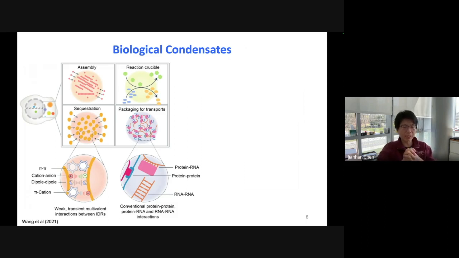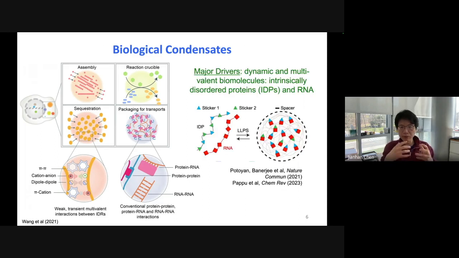At the same time, what we really recognize is that oftentimes these are also referred to, so they actually made up a new term called biological condensates, to refer to all these droplets or droplet-like bodies that are formed through phase separation that play certain roles in biology.